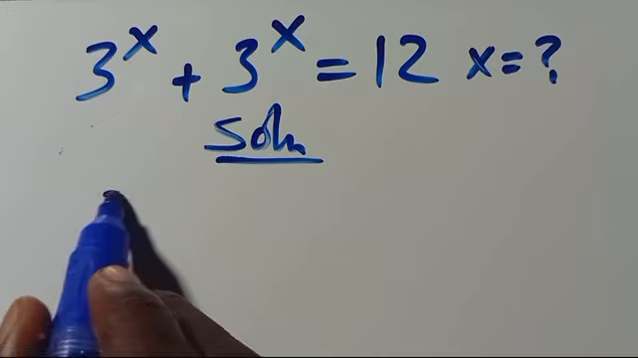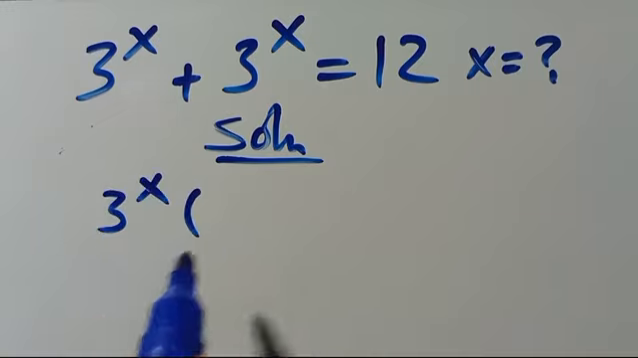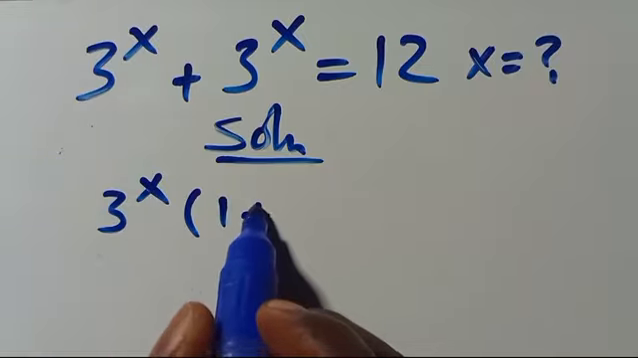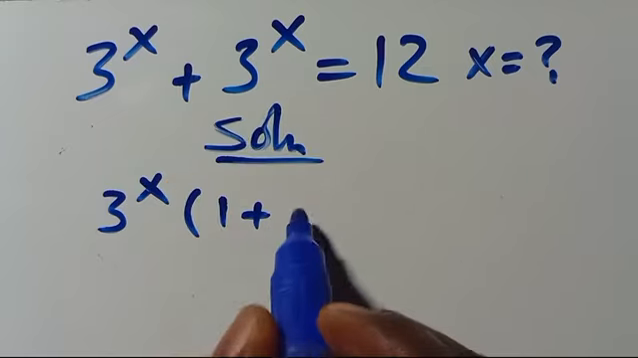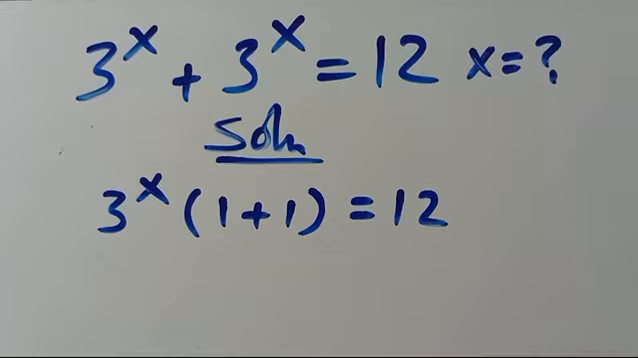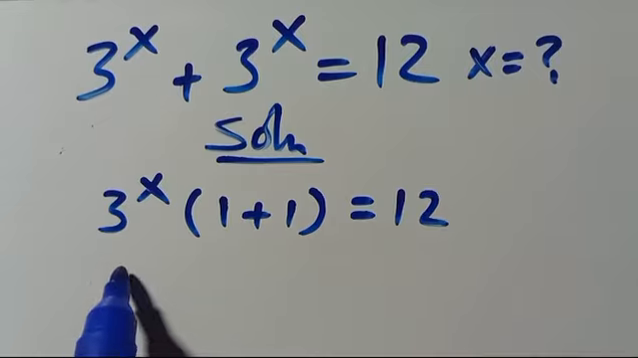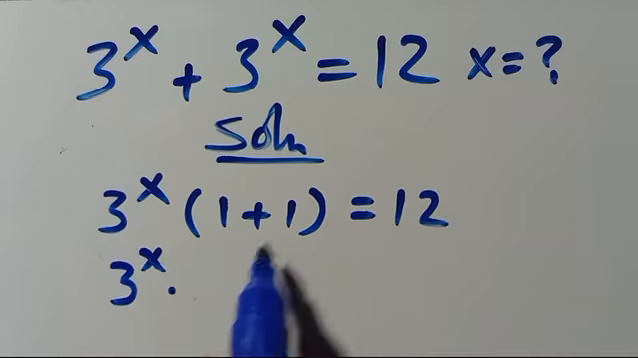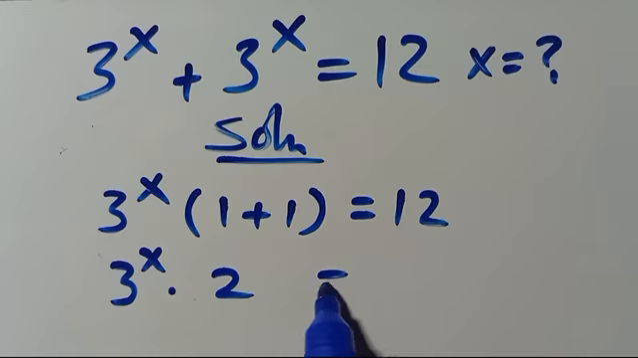So from here we have 3 to the power of x, open parenthesis, this divided by this will be 1, plus 3 to the power of x divided by this will be 1, equals 12. So from here we have 3 to the power of x times 1 plus 1 will give us 2. This will be equals 12.